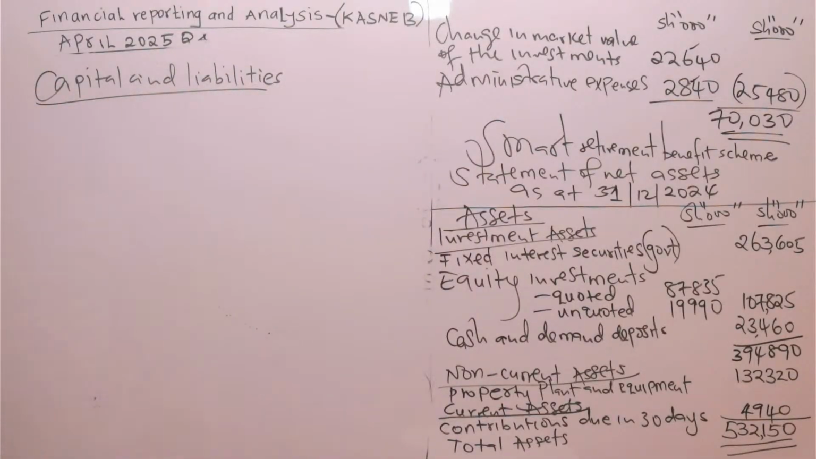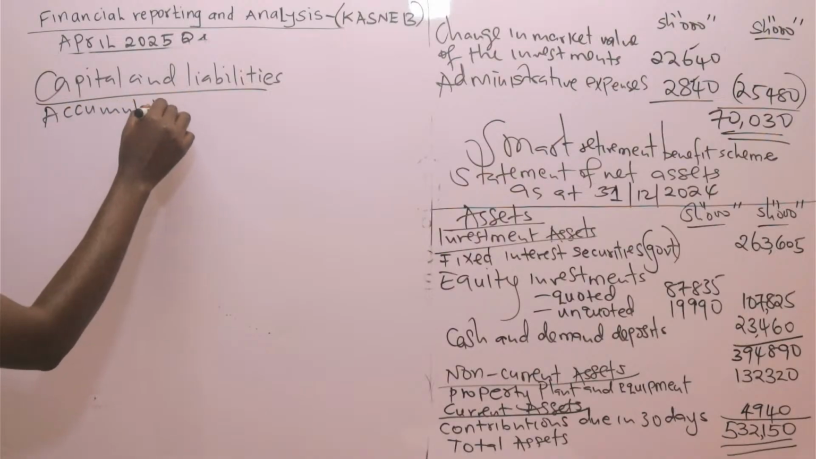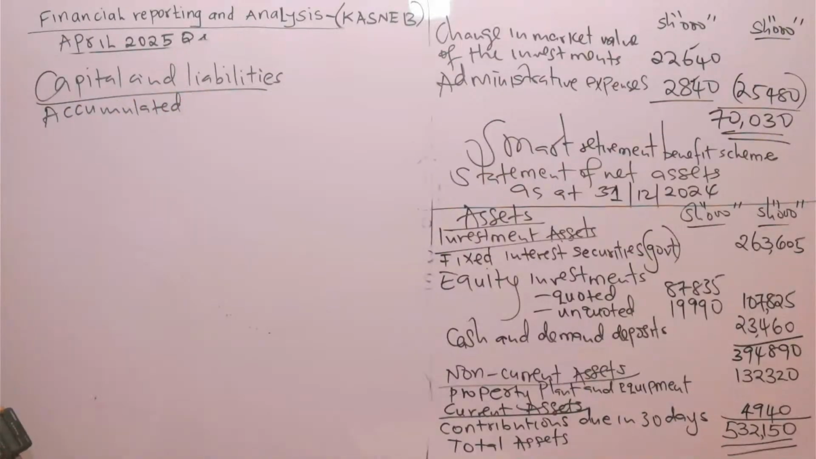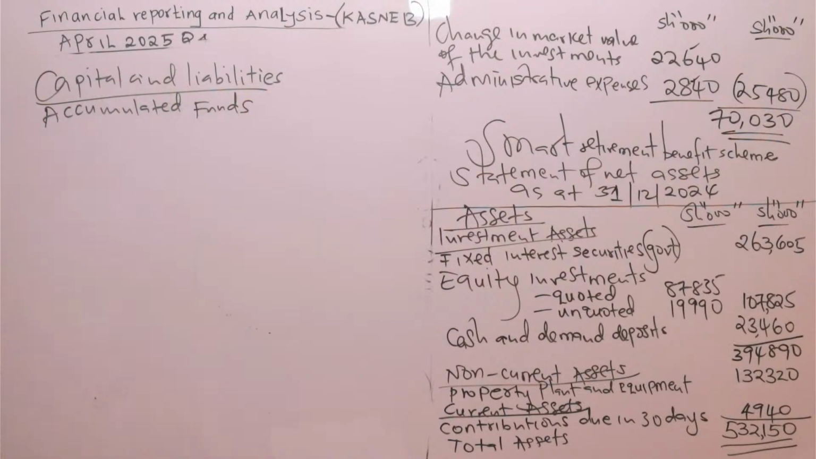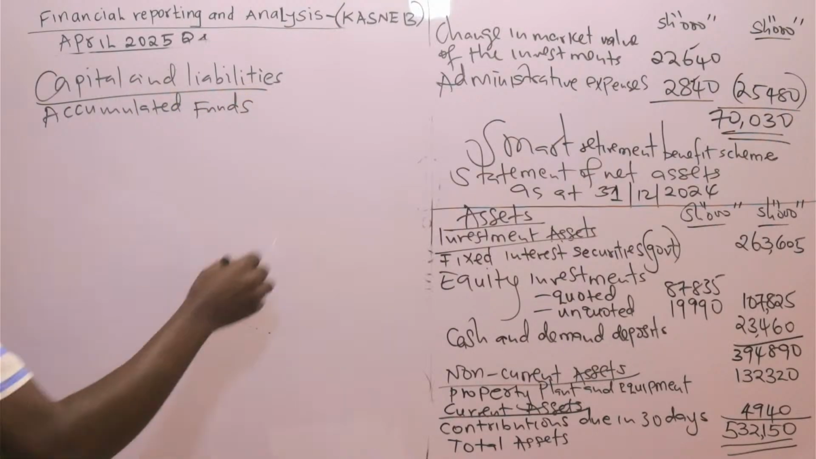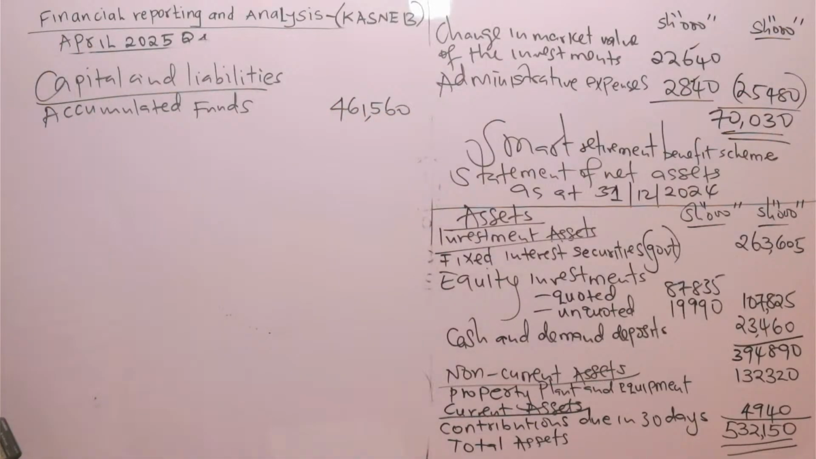The capital and liabilities. So accumulated funds. From the question, I can see some accumulated funds, that is 461,560. Then add the change for the year.